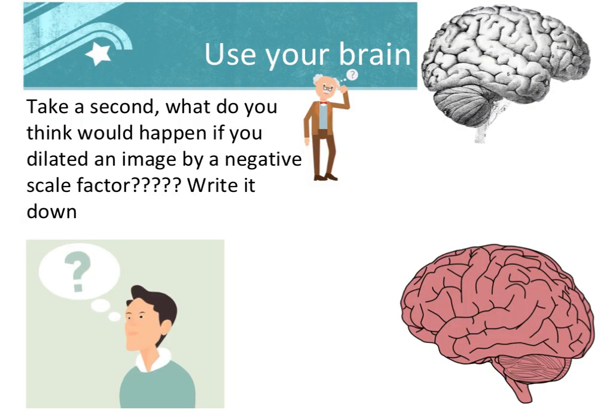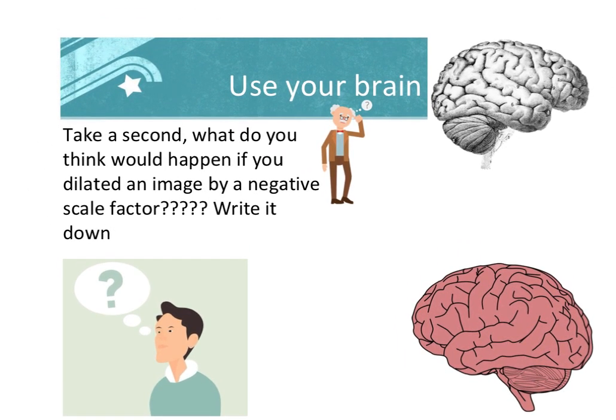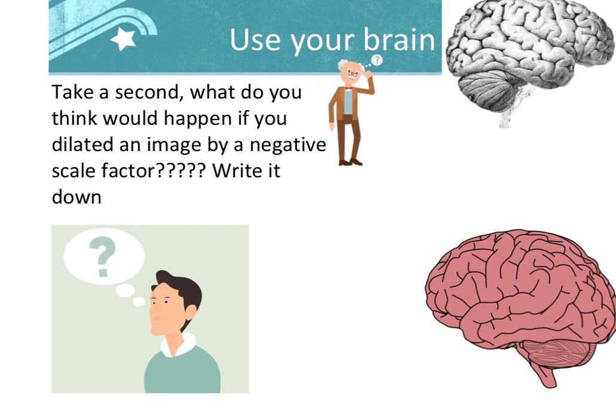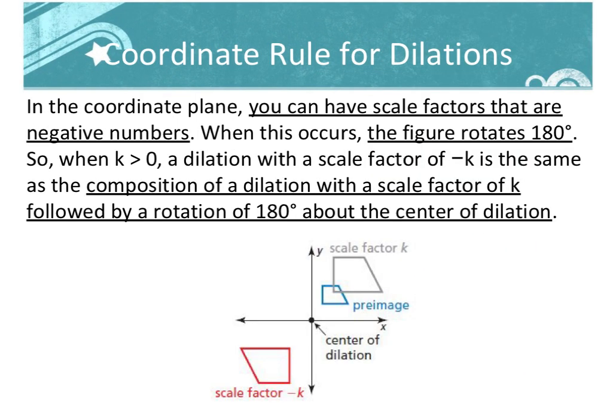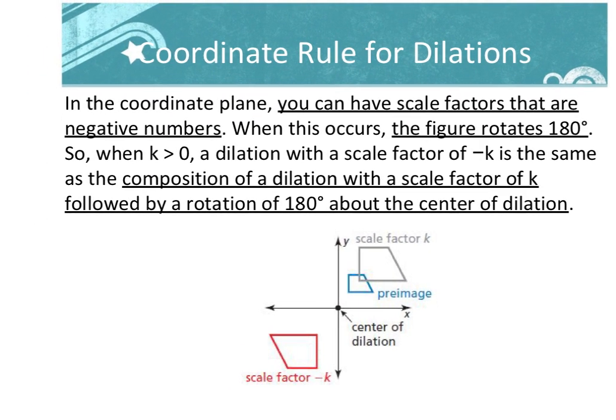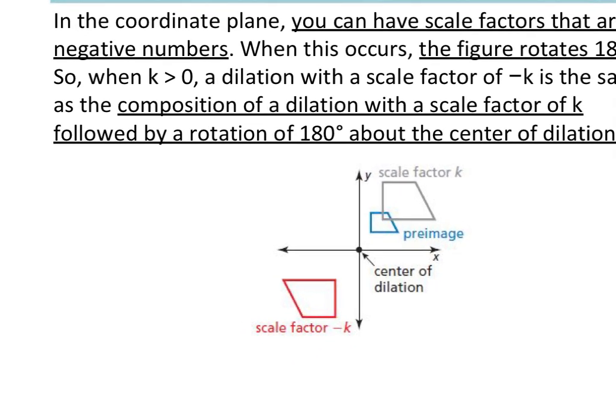Nice job. Now, I want you guys to think about what would happen if we made our scale factor negative. So if we were to multiply each of the coordinates by a negative number, a negative k, right? I want you to write down what you think initially, and then we're going to take a look at what actually happens. So go ahead and write down what you think. All right, and what happens when you multiply by a negative scale factor, okay? And when that happens, the figure rotates 180 degrees. So when k is greater than 0, a dilation of a scale factor of -k is the same as the composition of a dilation with a scale factor of k followed by a rotation of 180 degrees about the center of dilation. Wow, that's a lot of words, okay?